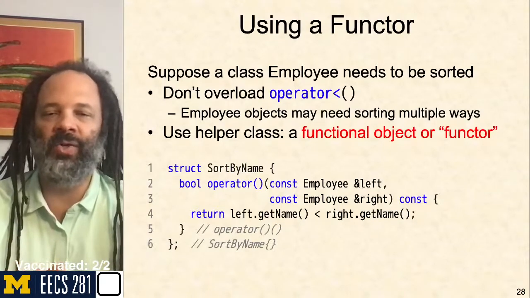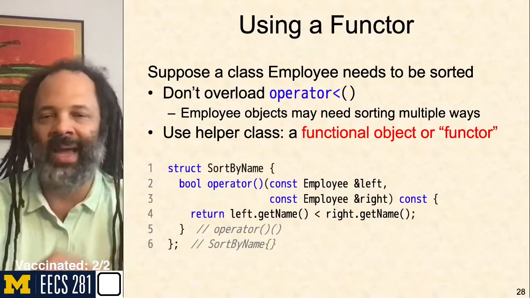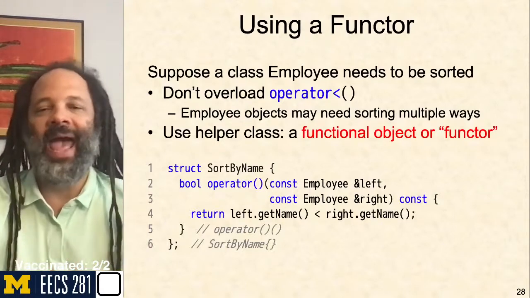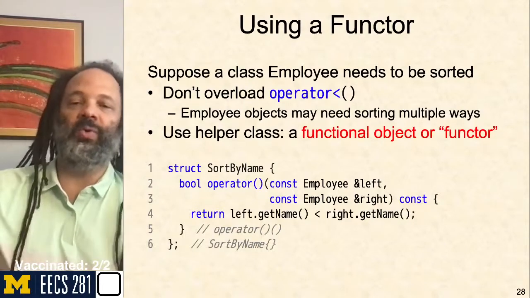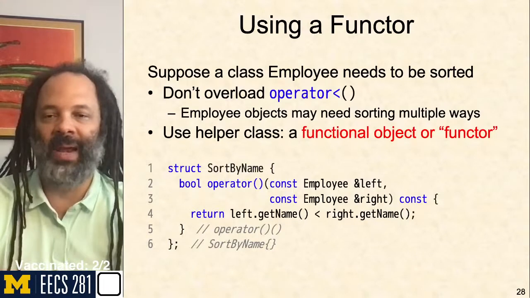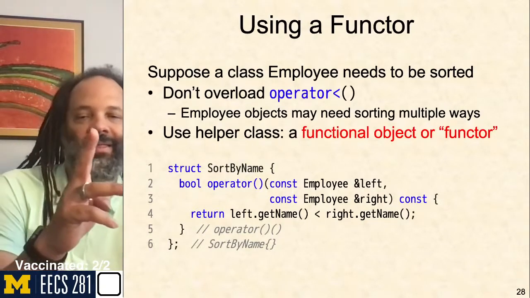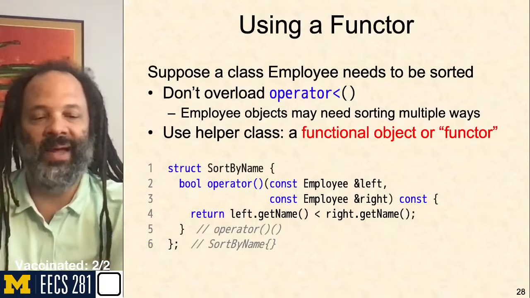What this allows me to do then is I can write any number of these functors. I can write one that sorts by name. I could write one that sorts by age. I could write one that sorts by salary or whatever. And then when I call the sort function, I say sort these things, but use this particular functor to make it happen. I want them sorted by name, so I'll sort begin to end, and then I add the third parameter in sort, which is use this functor to make that happen.